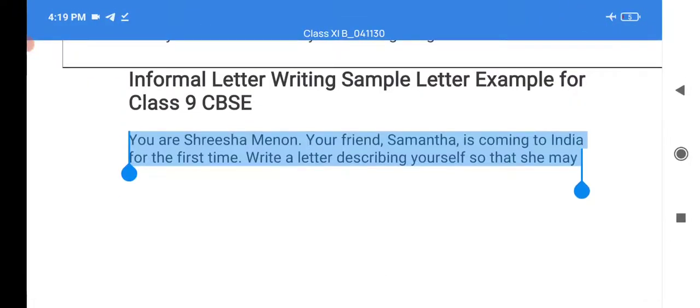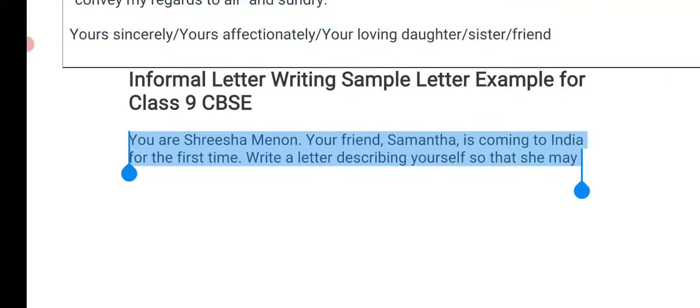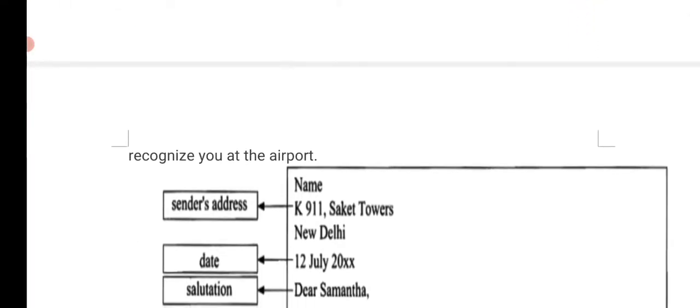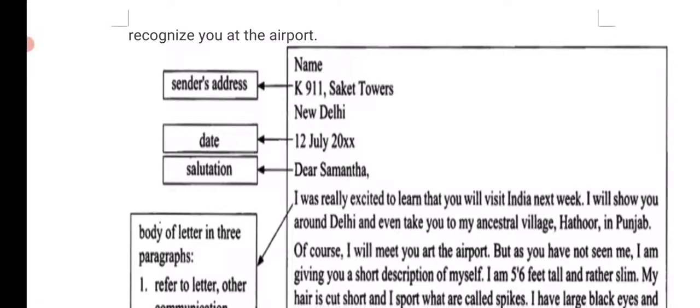You are Shresha, and your friend is Samantha, and she is coming to India for the first time. So you are going to write a letter describing yourself, how you look, understand, so that she can recognize you. Probably you have met on social networking websites and all. So like we have just discussed, first we write the sender's address, it is right there, understand children?